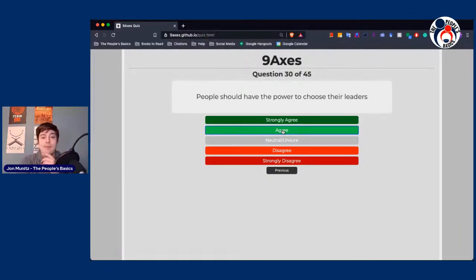Next, people should have the power to choose their leaders. Strongly agree. Next one, international aid is a waste of money.